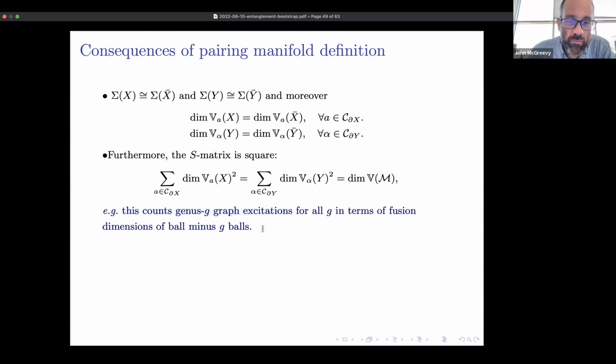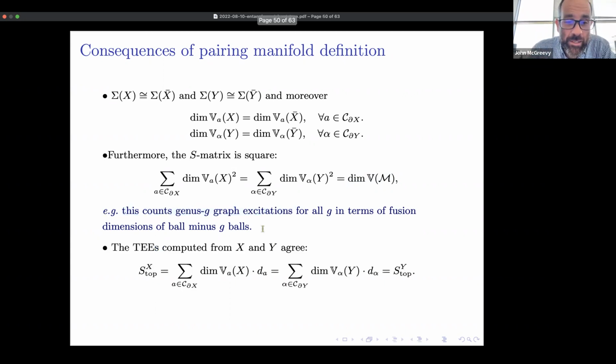So which is to me a pretty non-obvious relation. And then finally, the topological entanglement entropies, interpreted as the total quantum dimension, agree between X and Y. That is, if you compute the total quantum dimension of the excitations associated with X, that's the topological entanglement entropy associated with X computed from X. It's the same as the corresponding object computed from Y.